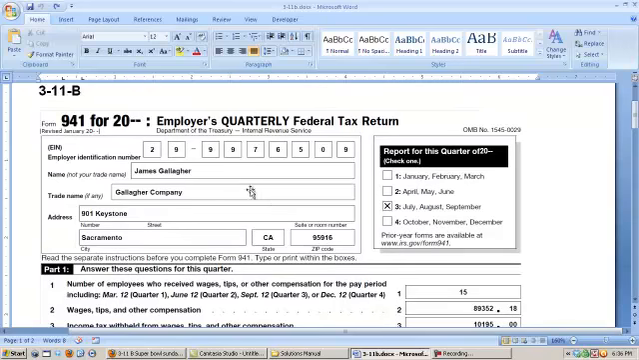We have the EIN, which is the Employer Identification Number. It's like a Social Security number for the company. And over here we have to indicate what quarter this is for. This is for the third quarter of the year, which is July, August, and September. So we had 15 employees, which is given to us.